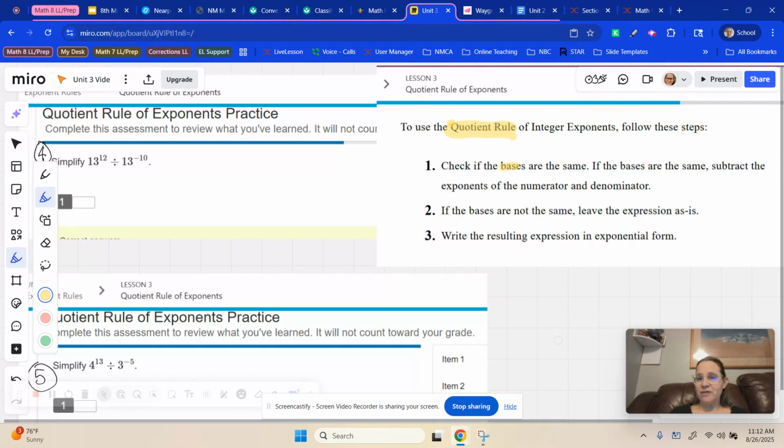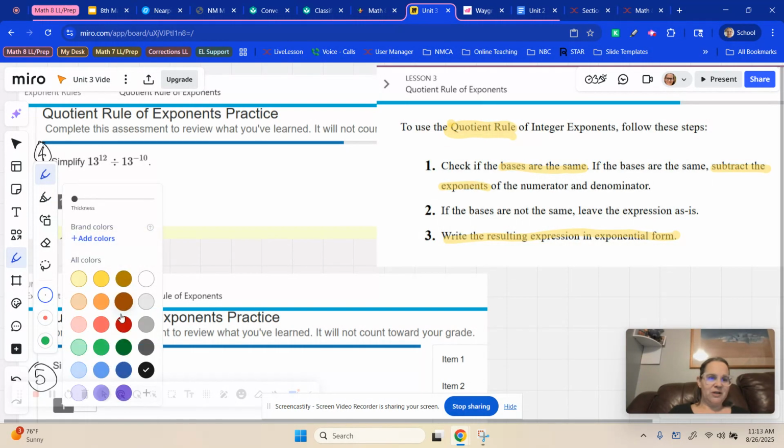1, check if the bases are the same. Okay, if they are, we're going to subtract the exponents of the numerator and the denominator. Okay, if they're not the same, we can't do anything. We're just going to stop. Okay, and then write the resulting expression in exponential form. I'll show you what they mean by that.